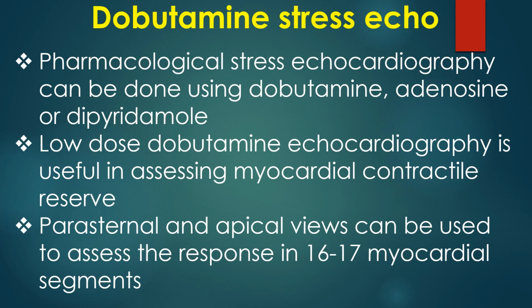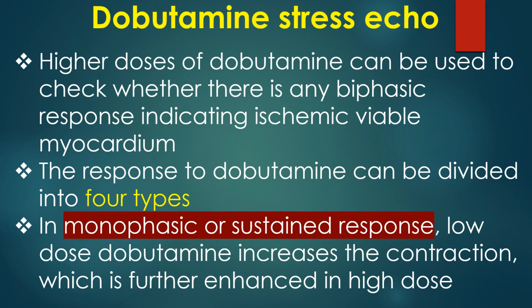Pharmacological stress echocardiography can be done using dobutamine, adenosine or dipyridamole. Low-dose dobutamine echocardiography is useful in assessing myocardial contractile reserve. Parasternal and apical windows can be used to assess the response in 16 to 17 myocardial segments. Higher doses of dobutamine can be used to check whether there is any biphasic response indicating ischemic viable myocardium. The response to dobutamine can be divided into 4 types.